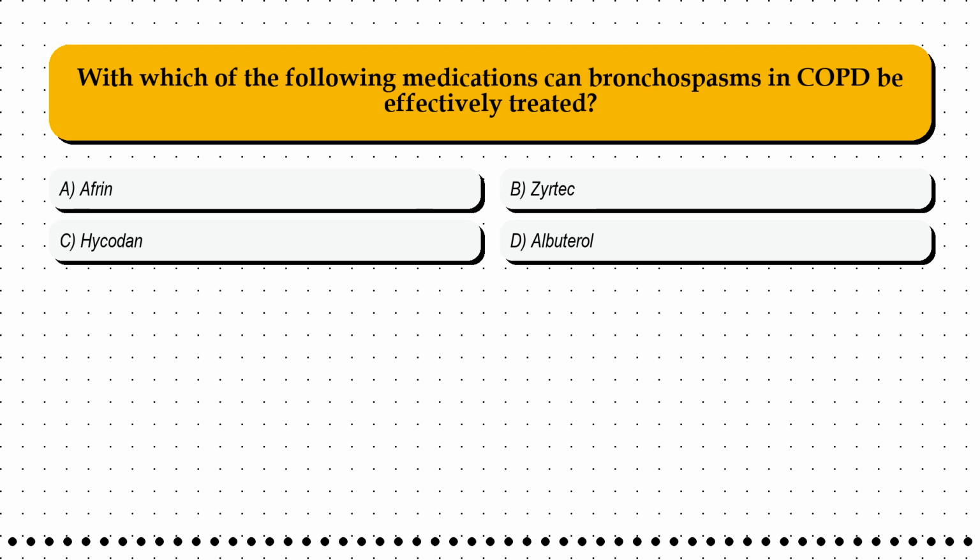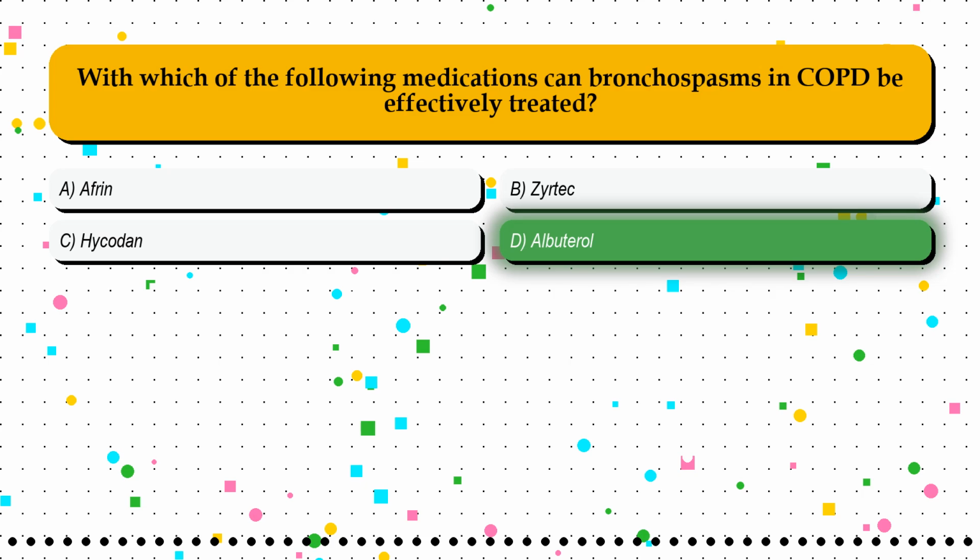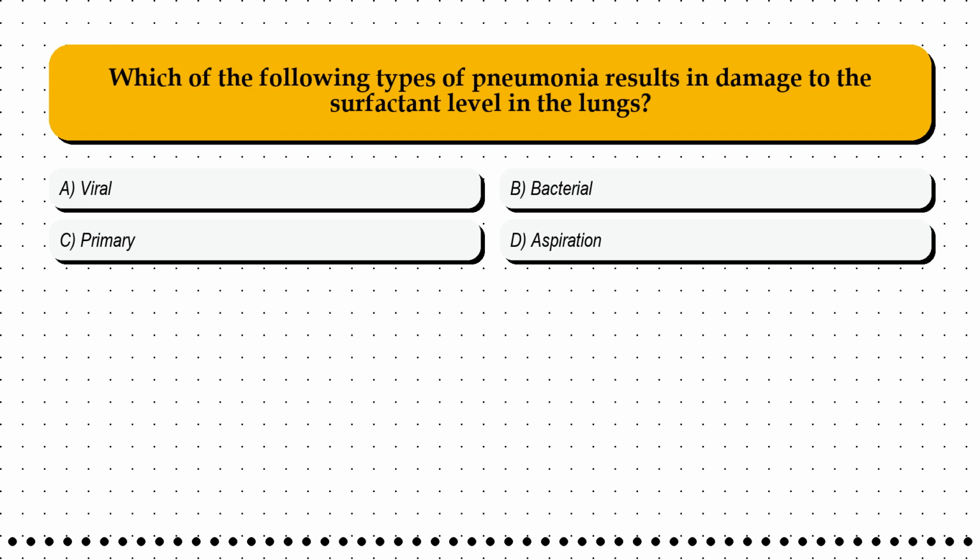Question 115. With which of the following medications can bronchospasms and COPD be effectively treated? Option A, Afrin. Option B, Zyrtec. Option C, Vicodin. Option D, Albuterol. The correct answer is option D, Albuterol.